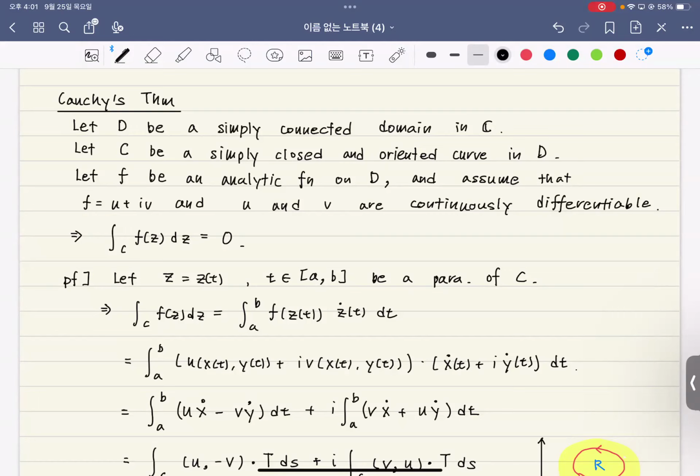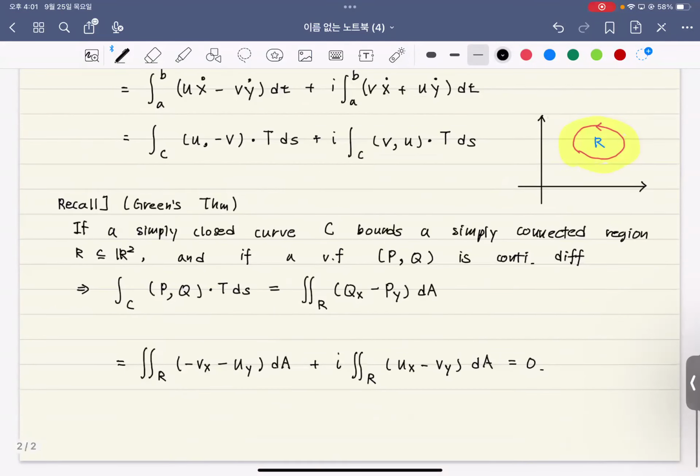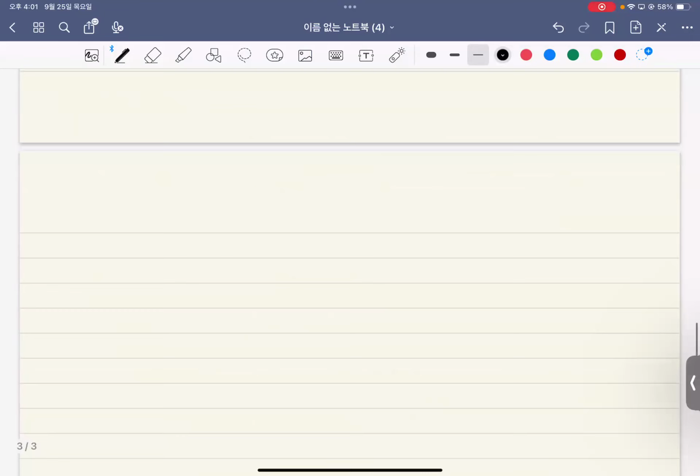The person who first recognized that this last condition may be dropped is Professor Goursat. Because of this reason, nowadays we call this theorem Goursat's theorem, and it goes like this.